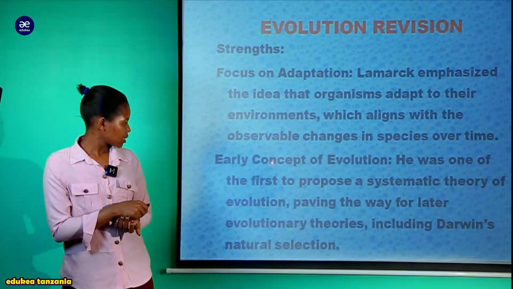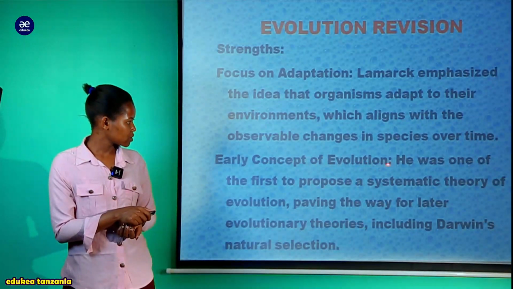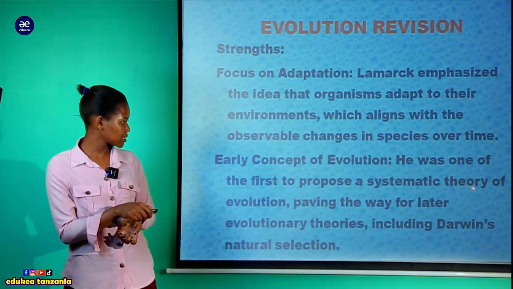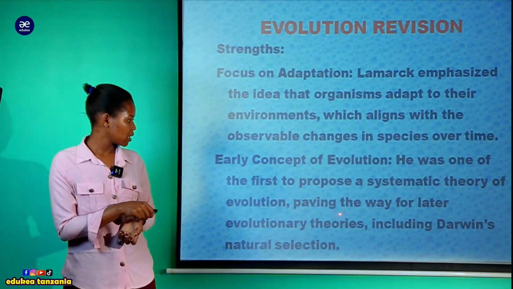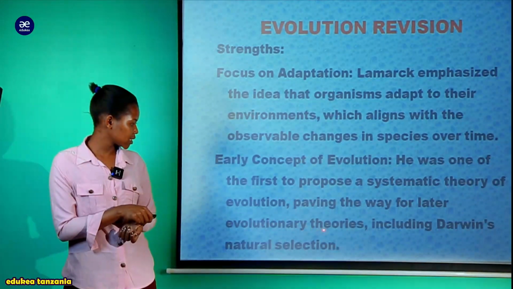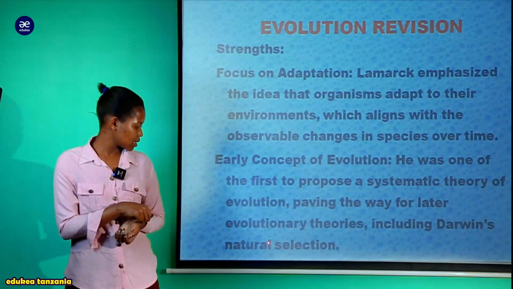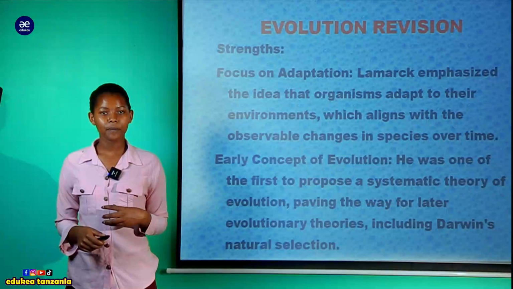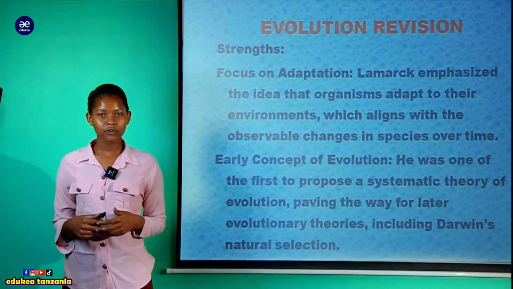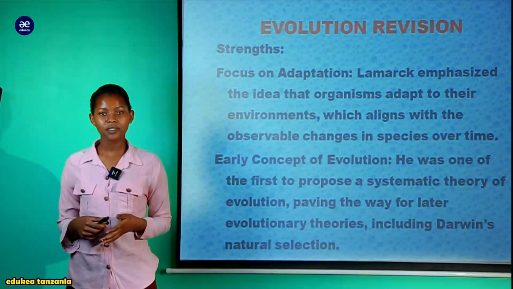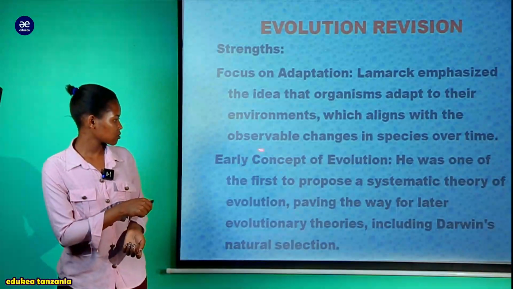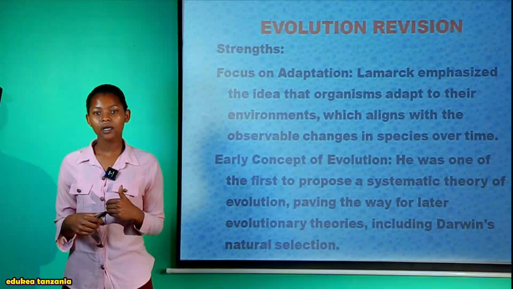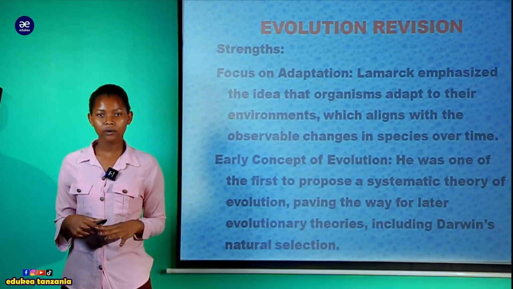As you can see, the second one is early concept of evolution. He was one of the first to propose a systematic theory of evolution, paving the way for later evolutionary theories including Darwin's natural selection. Tukizungumzia kwa ufupi hapo tunasema kwamba he opened up the mind of other scientists to explore the evolution. Kwa hiyo this is all about early concept of evolution. Alikuwa ni scientist wa kwanza kudili na concept ya evolution before anyone else.